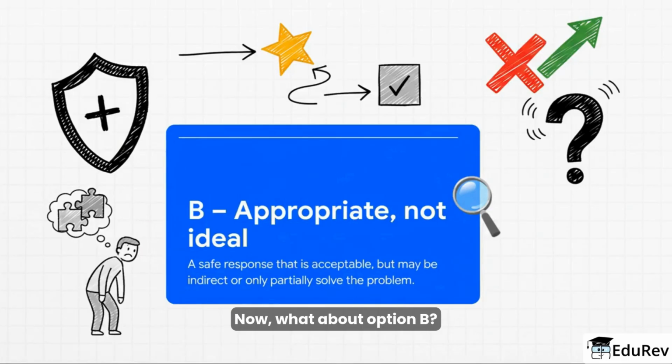Now, what about option B? A B answer is still a good thing to do, for sure. It's safe, it's acceptable, it won't get you into any trouble, but, and this is the key, it's not perfect. Maybe it's a little passive or it only kind of solves the problem. It's appropriate, just not ideal.